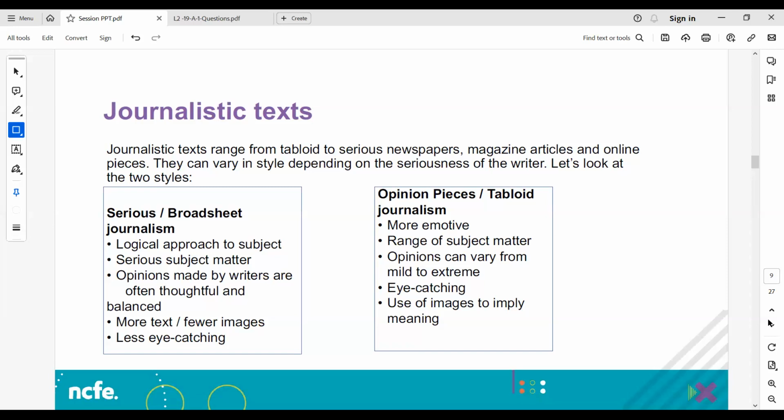So they'll often have an eye-catching headline which takes up an enormous amount of the page, with a really small amount of text on the front page, and possibly a picture that takes up half or a large amount of the page rather than text. So as it says, image is used to imply meaning.